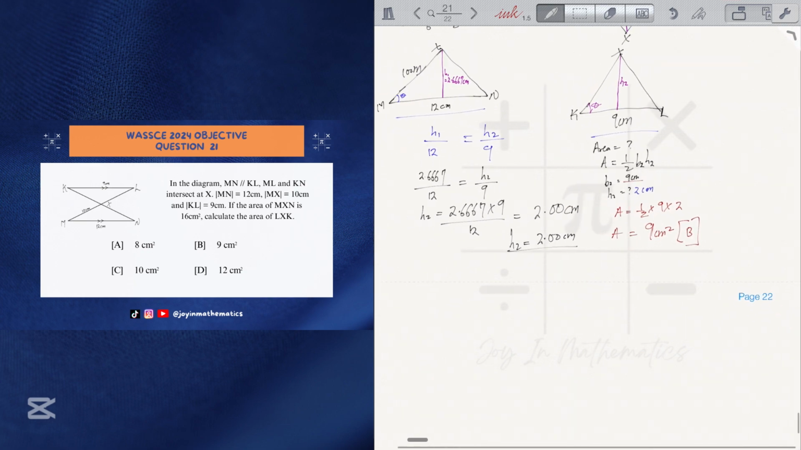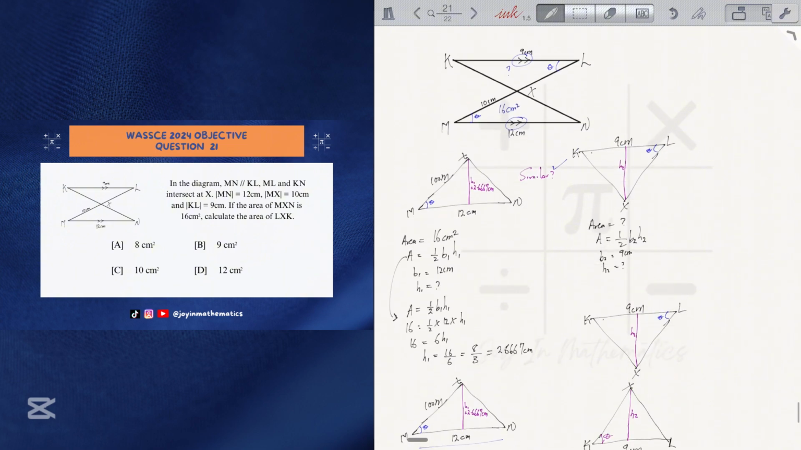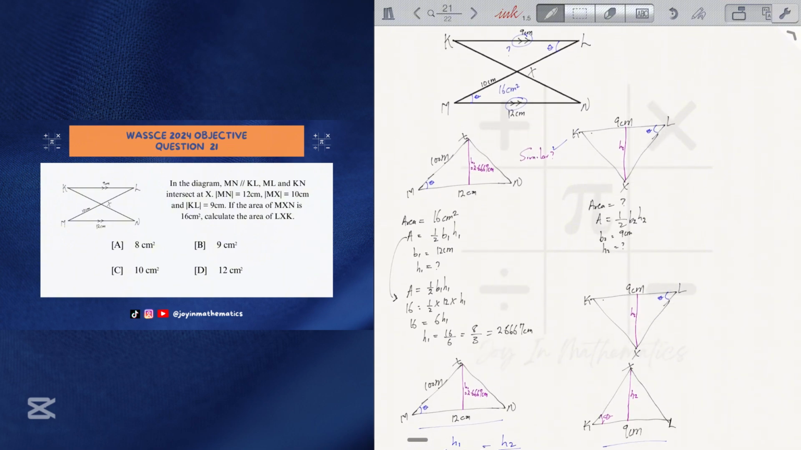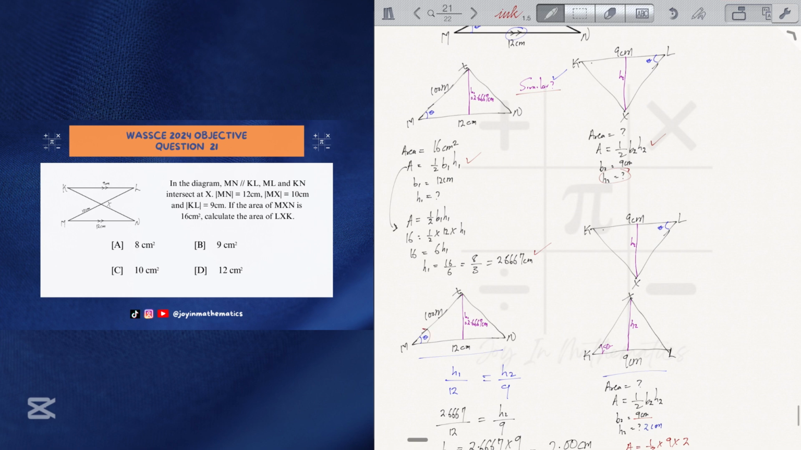So let's take a quick recap to ensure that we understand what we just did. If you take a close look, we first evaluated h1 by using half base, half b1, multiplied by h1. The same formula applies here; all we have to do is evaluate h2. Now we apply similar triangles because they have the same angle theta. So we use the height divided by the base, that's h1 divided by 12, and the height divided by the base, that is h2 divided by 9.